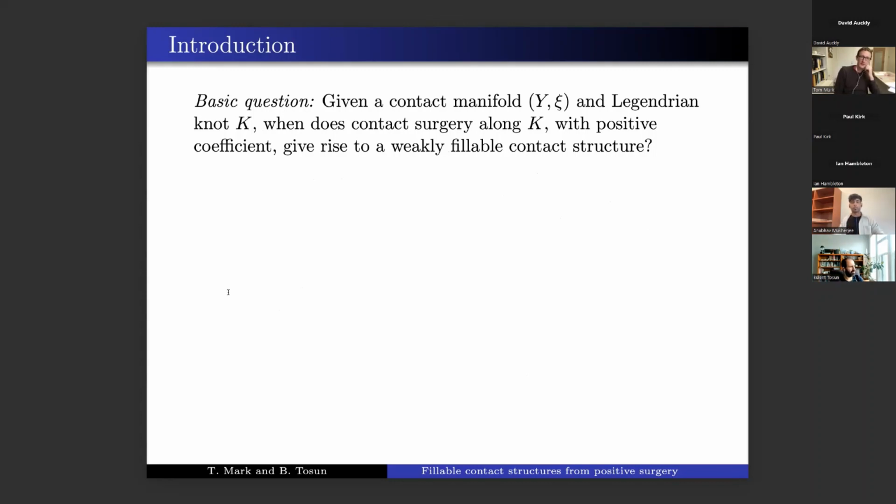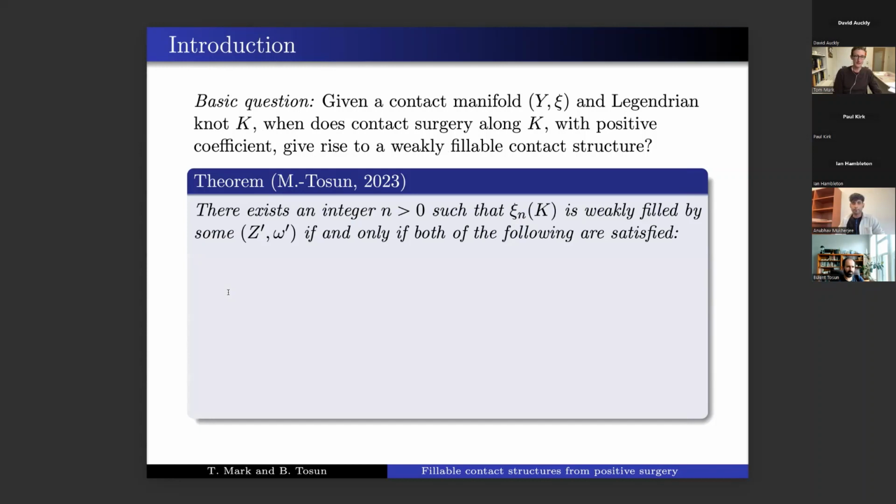If you have a contact manifold and a Legendrian knot in it, when is it the case that some surgery with positive contact surgery coefficient becomes a fillable contact structure? I'm just going to tell you the answer, and then we'll start unpacking it for the rest of the talk. The theorem says that, well, we're only going to consider integer surgeries. So there's an integer with the property that the positive contact integer surgery is fillable by some symplectic manifold Z prime if and only if, first of all, the 3-manifold you started with had to be fillable.